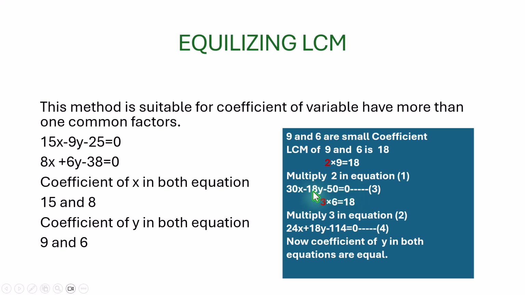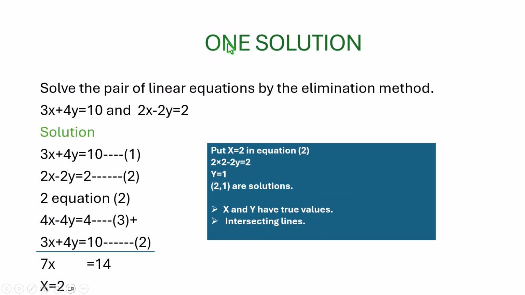Now see here, the coefficient of y in both equations are equal, 18y and 18y. Here also, addition of the two equations eliminates the y variable, then we can find x. The value of x is put in any one of the equations to get the y value. Then solutions are of three categories: one solution, many solutions and no solution.